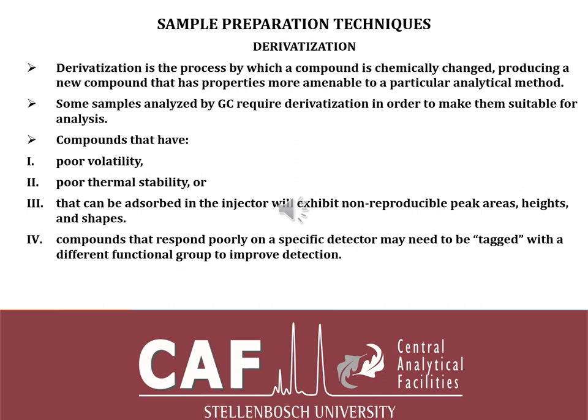Some samples analyzed by GC require derivatization in order to make them suitable for analysis. For instance, compounds that have poor volatility or poor thermal stability, or that can be absorbed in the injector, will produce non-reproducible peak areas, heights, and shapes. Compounds that respond poorly on the specific detector may need to be tagged with a different functional group.